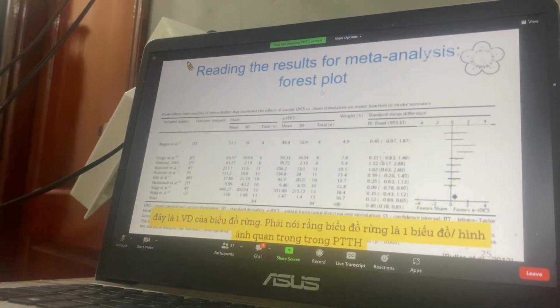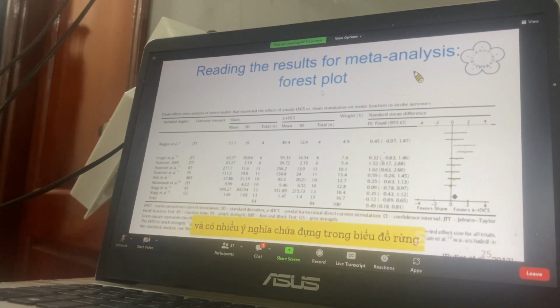Okay, here is an example of a forest plot. I would say forest plot is one of the most important figures or graphs in a meta-analysis study. And there is multiple information contained in the forest plot. And here I'm going to tell you how to read through a forest plot.